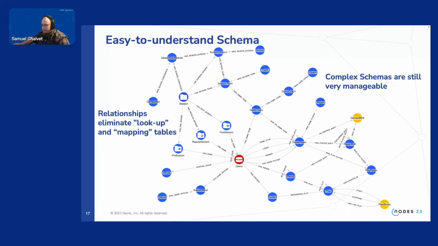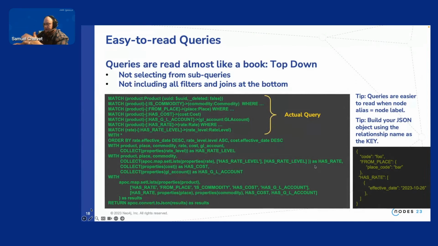And having these relationships between nodes, such as these, eliminates the need for lookup tables and mapping tables with different statuses, etc. So that's really nice. So easy to understand, easy to go over with clients and others, and to discuss and to tweak as needed. Easy to read queries.